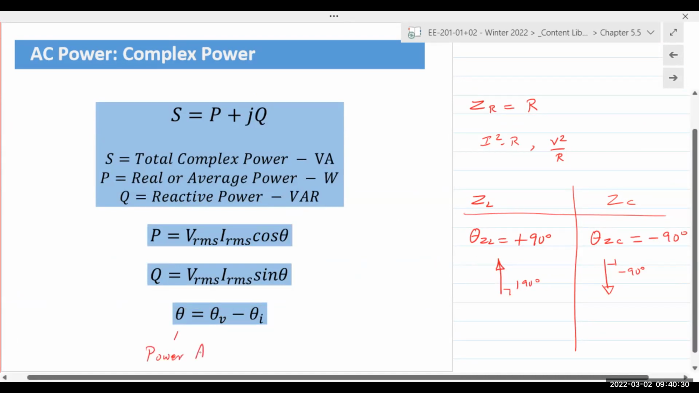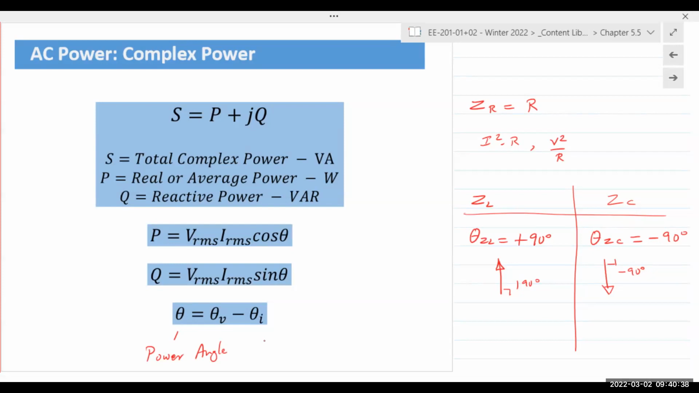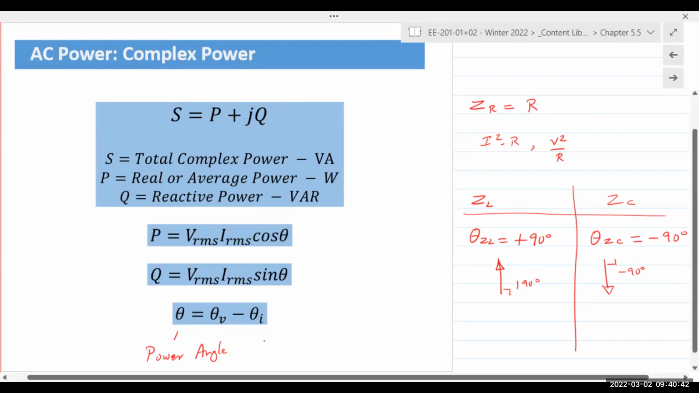And it is the difference in phase between the voltage and the current. Theta V minus theta I. The same as the impedance angle. The impedance angle also is theta V minus theta I. Right? No difference.